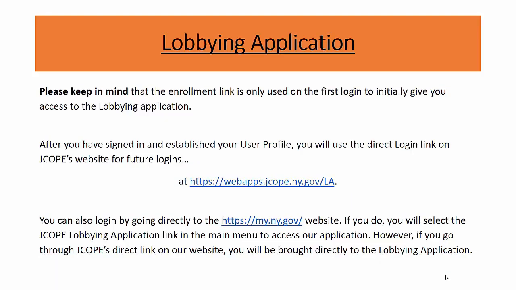Please keep in mind that the enrollment link is only used on the first login to initially give you access to the lobbying application. After you have signed in and established your user profile, you will use the direct login link on JCOPE's website for future logins at webapps.jcope.ny.gov/LA. You can also log in by going directly to the my.ny.gov website. If you do, you will select the JCOPE lobbying application link in the main menu to access our application. However, if you go through JCOPE's direct link on our website, you will be brought directly to the lobbying application. In the next video, I will show you how to create your user profile in the lobbying application.